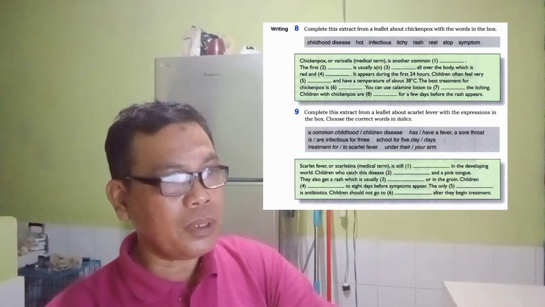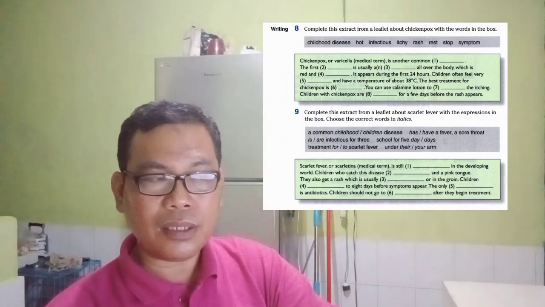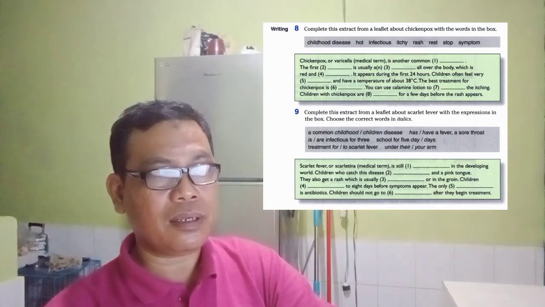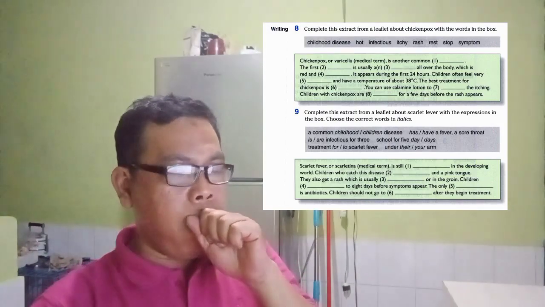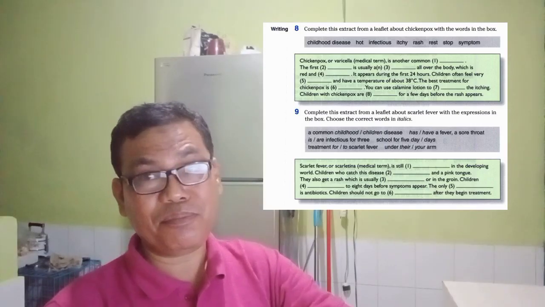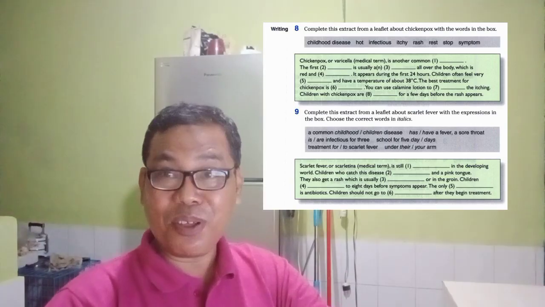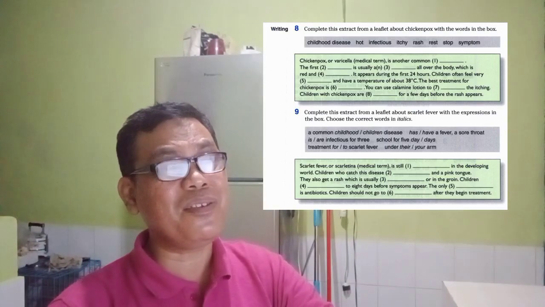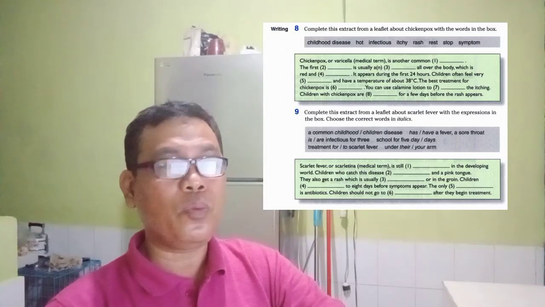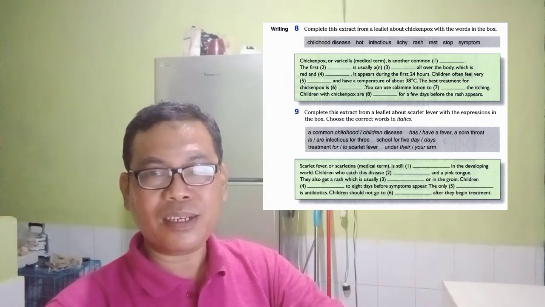For example, a common childhood or children disease. So you have to choose whether children or childhood is the correct answer. Okay, I think that's very easy. You have to do it. Otherwise, you will not get your mark. I'm not threatening you, of course. Only to remind you that all these exercises, when you do them, will be beneficial for you. The more you practice, the better you will be.